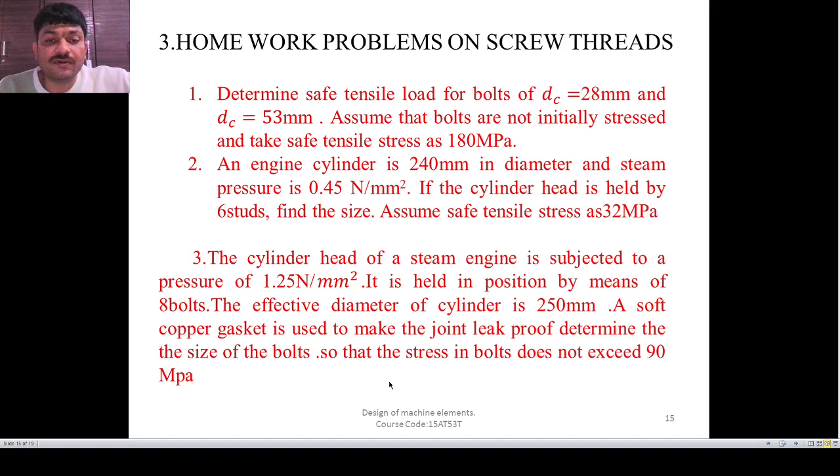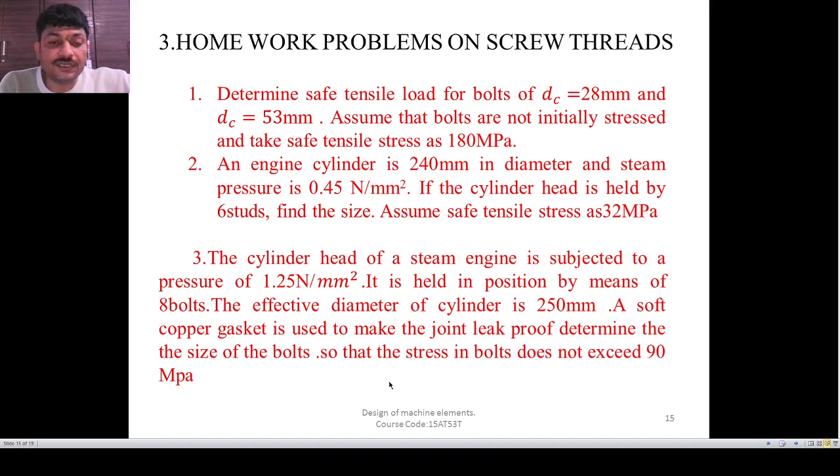Once again it is a similar problem, so we can do it in the same manner. Here also the cylinder diameter is given, capital D, which we can write as 250 mm. Steam pressure is 1.25, the number of bolts n is equal to 8, and the tensile stress in the bolt is 90 megapascal, as given. From all these data you proceed in the same manner. First you have to find the gas load, the steam force acting on the cylinder head. Force is equal to area into pressure.